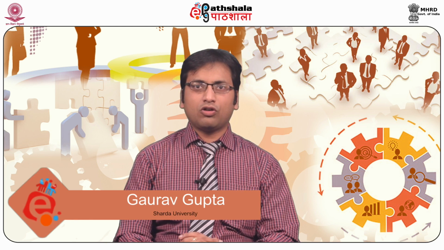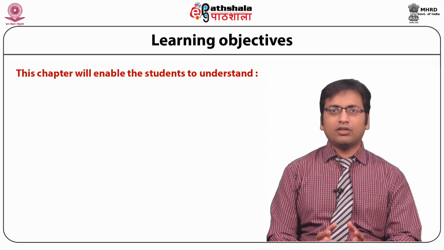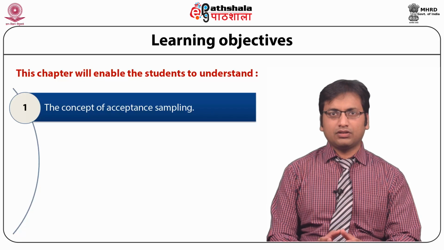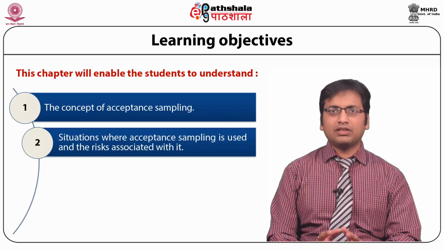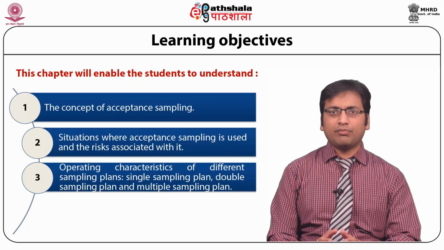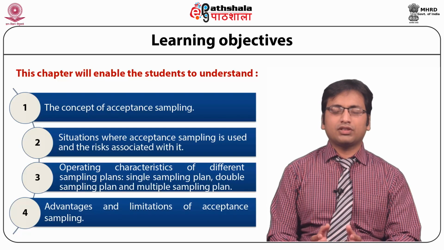Today we are going to talk on module Acceptance Sampling from Paper Operations Management. Objectives. This chapter will enable the students to understand the concept of acceptance sampling, situations where acceptance sampling is used and the risks associated with it. Operating characteristics of different sampling plans: single sampling plan, double sampling plan, and multiple sampling plan. Advantages and limitations of acceptance sampling.